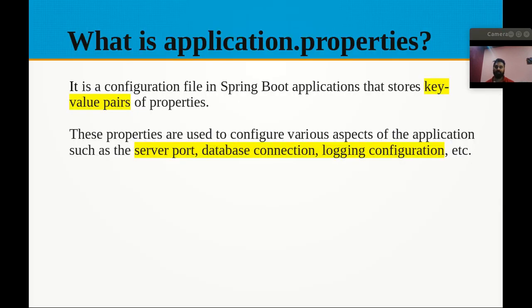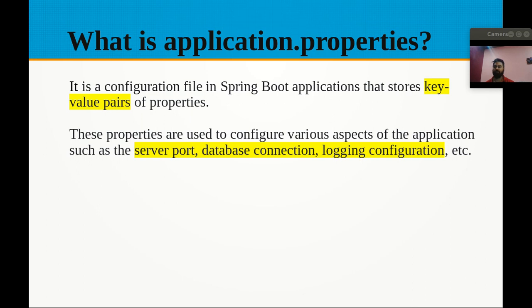So let's move ahead and understand what the application.properties file is. Basically, it is a file used for configuration purposes, and here we store the values in a key value pair. All the properties will be stored in a key value pair, and these properties are used for things such as server port, database connection, and logging configuration.